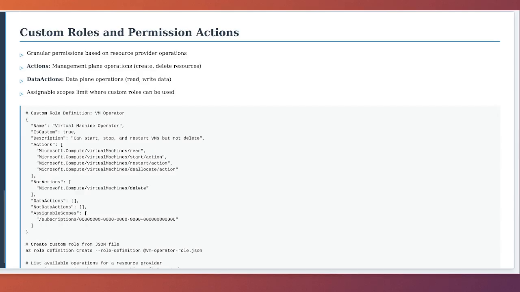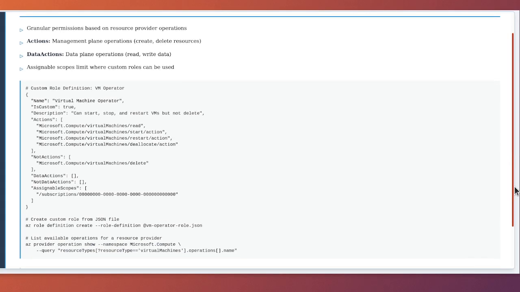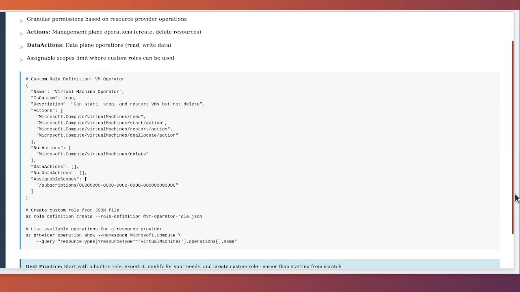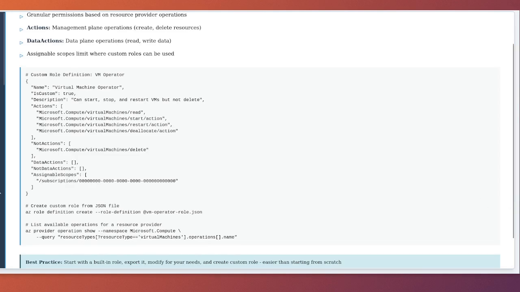Custom roles and permission actions. While Azure provides hundreds of built-in roles, sometimes you need custom roles tailored to your organization's specific requirements. Creating custom roles requires understanding Azure's permission model and the granular actions available for each resource provider. Azure's permission model is based on resource provider operations. Every action you can take in Azure, whether creating a virtual machine, reading a storage account, or modifying a network security group, corresponds to an operation in a resource provider.